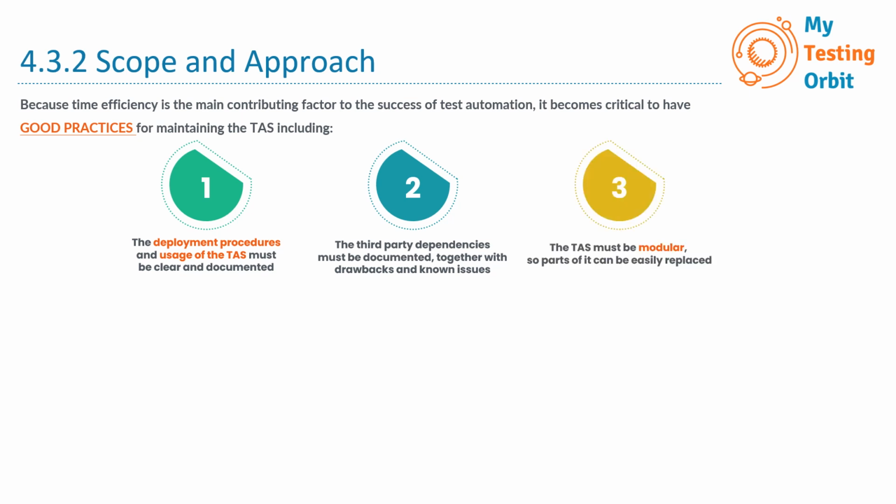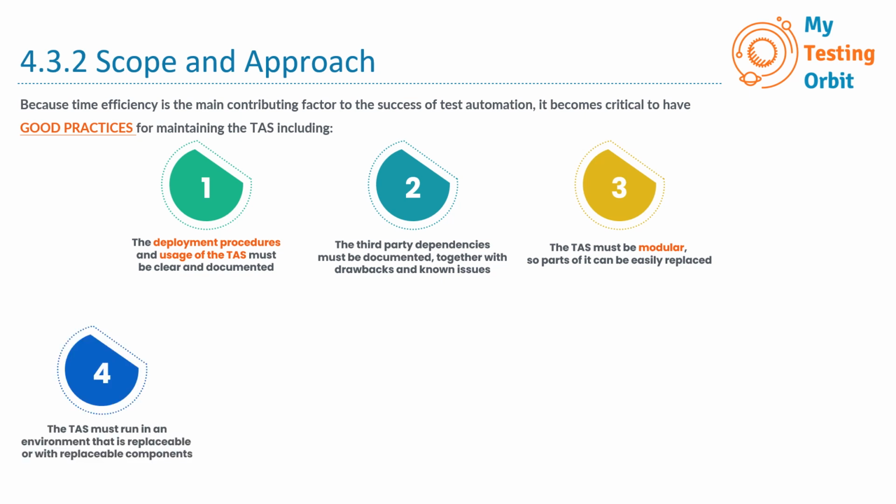Number 3, the TAS must be modular, so parts of it can be easily replaced. First, let's see what is meant by modular. Modularity involves designing the TAS in a way that it is composed of independent and interchangeable modules or components. Each module has a specific function and can be developed and maintained separately.